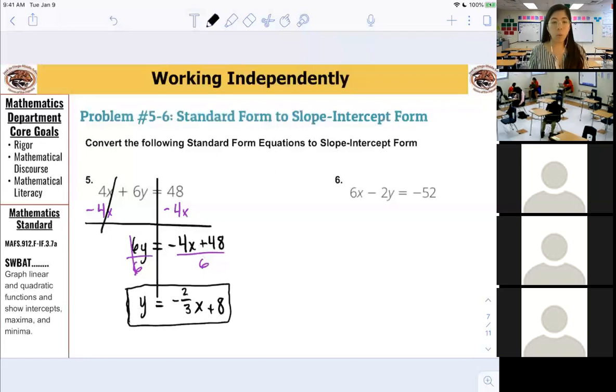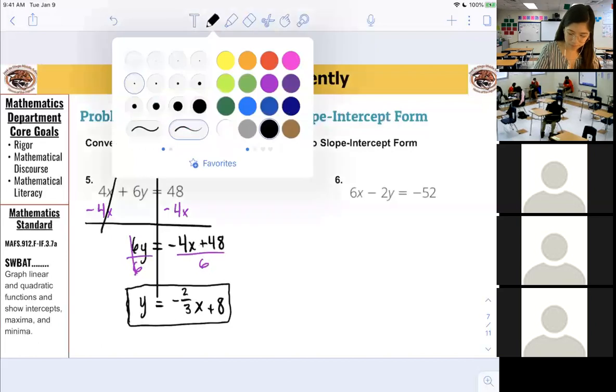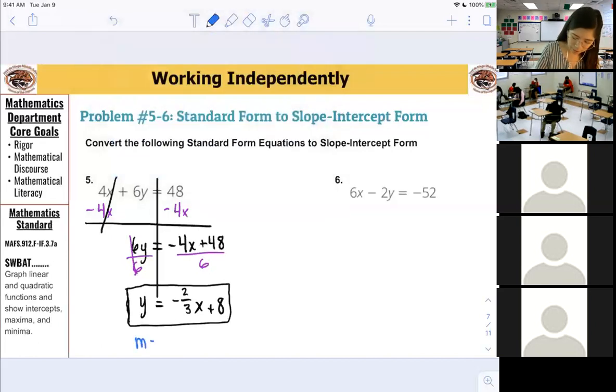And who can remind me why I would want to do this? Why is it good to be able to convert it into slope-intercept form? What do I know now that I didn't know before? The slope, and then the y-intercept. Yeah. So now I know my slope is negative 2/3. Now I know my y-intercept is 8. I didn't know that before. So that's why we do it.